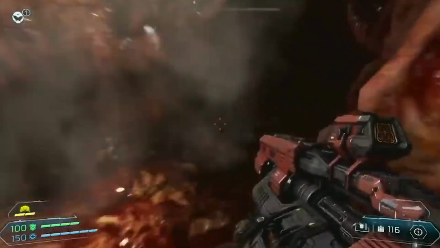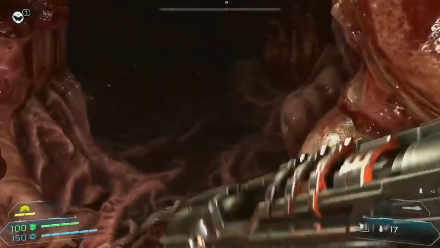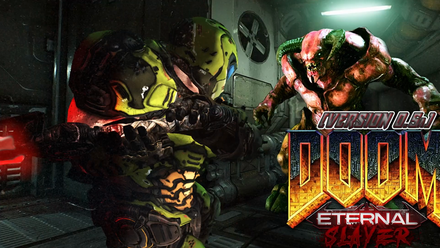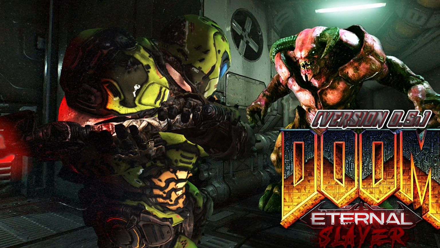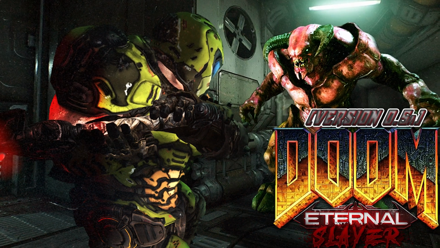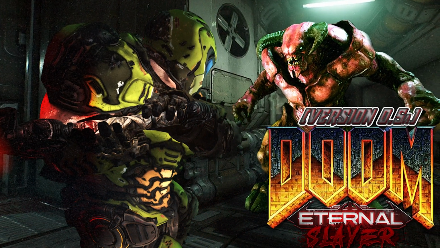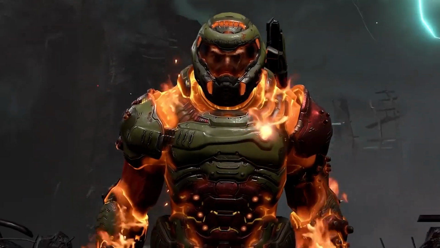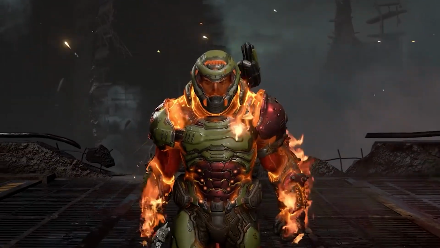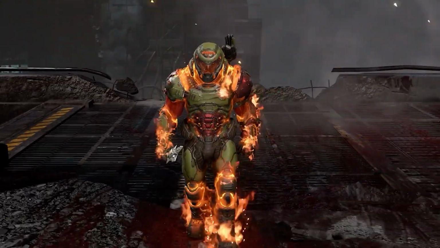Culturally, Eternal continued to raise the profile of the Doomslayer as an iconic gaming hero. And just like the original games, the fan community embraced Eternal with things like custom levels, speedruns, and even mods. Overall, Doom Eternal proved that ID Software could successfully evolve the series while staying true to its roots.